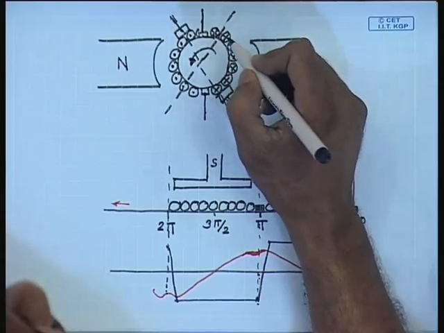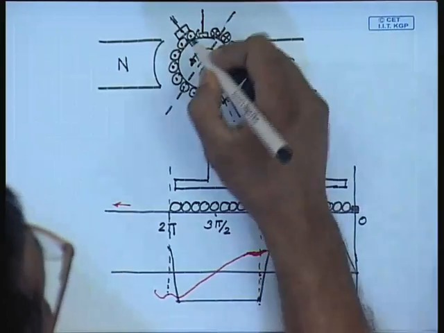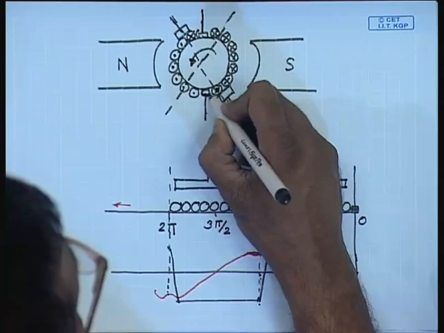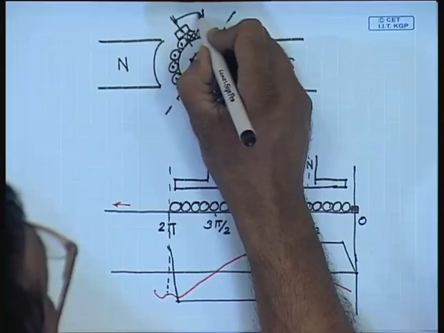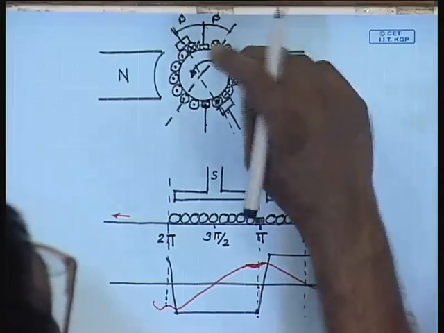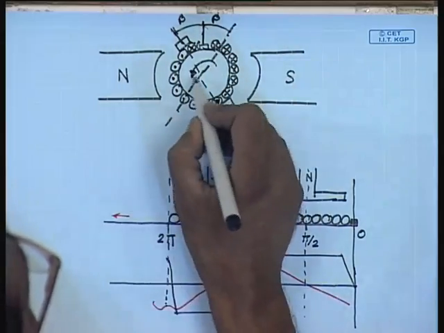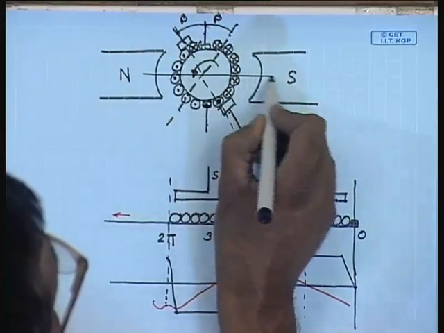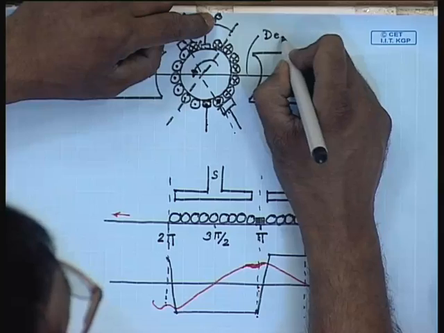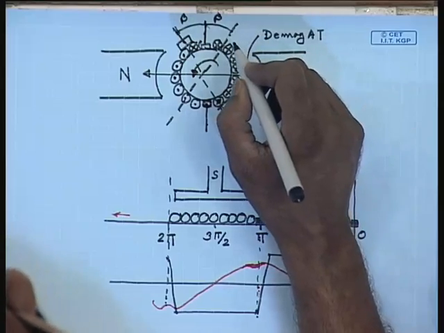creates a demagnetizing MMF along the direct axis, that is the pole axis, because once you have shifted the brushes, the polarity of the currents will change, and if you have given a brush lead of beta, then the conductors between the angle 2 beta will produce a demagnetizing flux, which will tend to reduce the main flux. This is called the demagnetizing ampere turns, and it is directly proportional to the brush shift given.